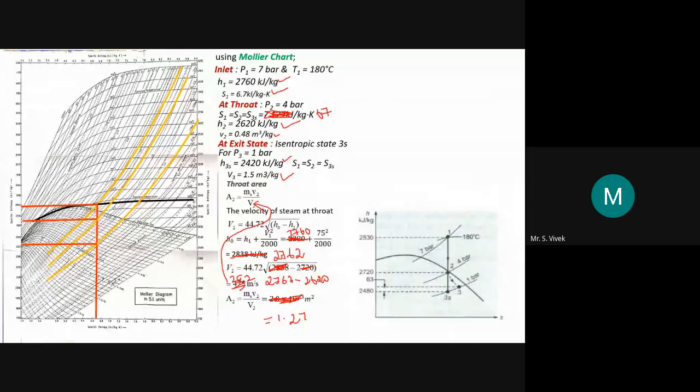So answer velocity, V2 is 532.9. 532.90. Okay, super. 532. So if that is the case, what about the velocity? Velocity எவ்வளவு வருது சொல்லுங்க.